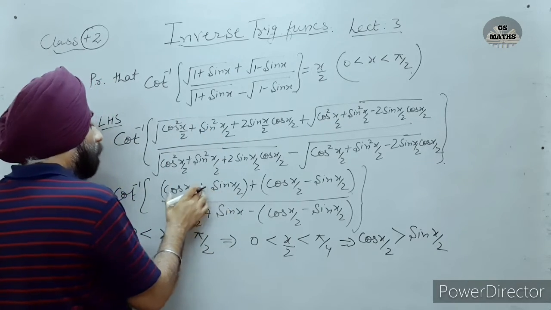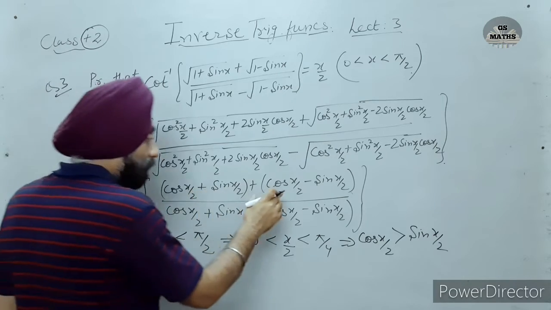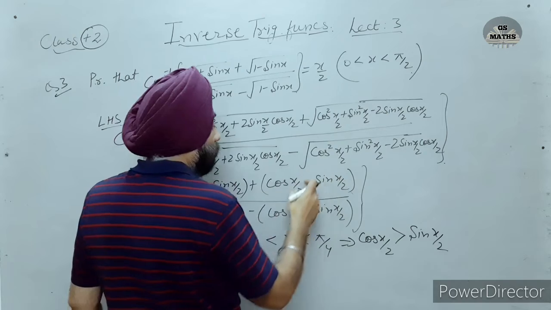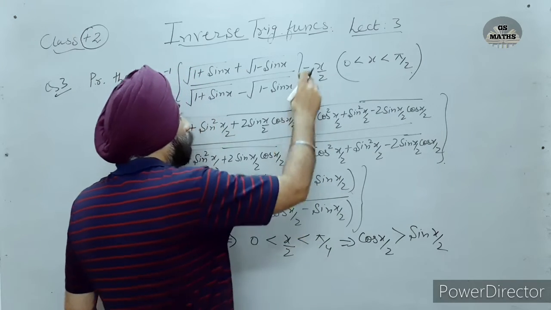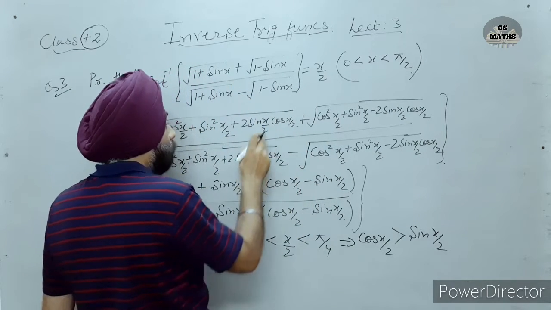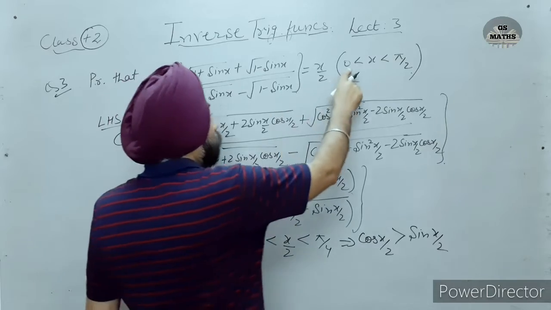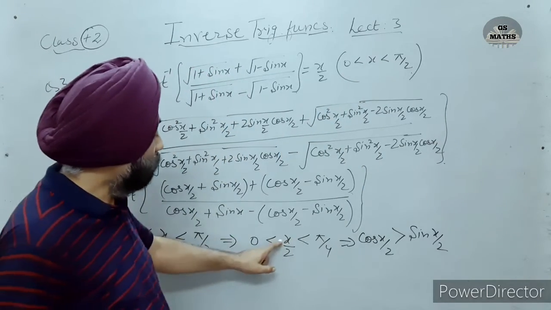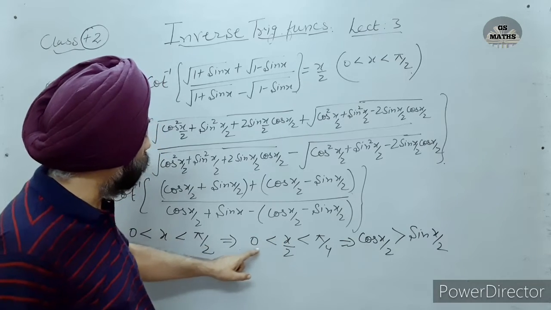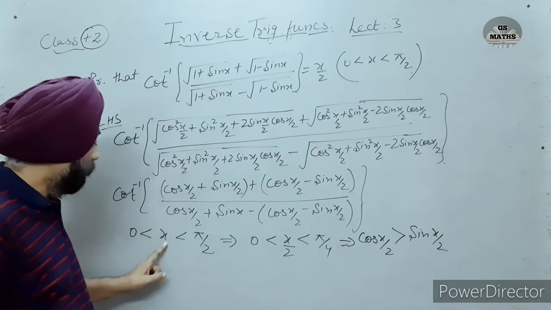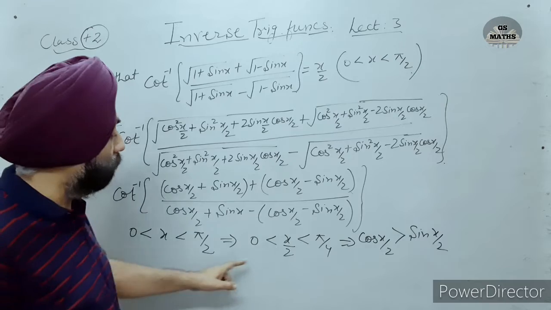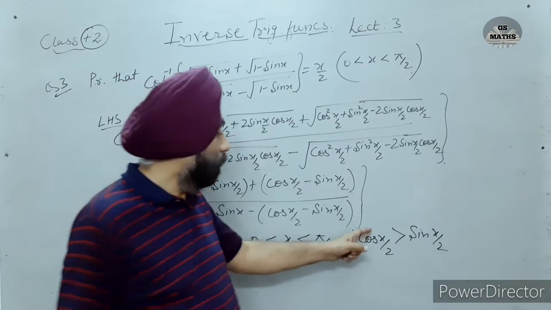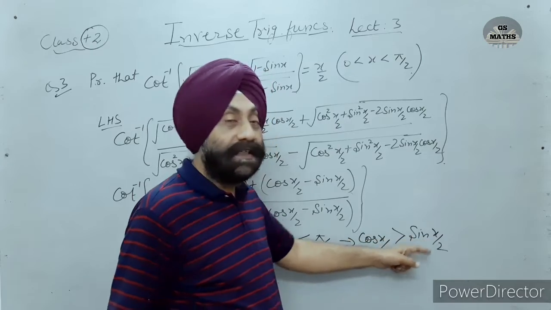It doesn't matter in it because there is a plus sign. But here when I take the negative, that is cos x by 2 minus sin x by 2, my angle was x by 2. The interval given was 0 less than x less than pi by 2. My interval being x, angle being x by 2, so what I did: 0 less than x by 2 less than pi by 4. My interval is 0 to pi by 4, and in 0 to pi by 4, cos x by 2 is greater than sin x by 2.